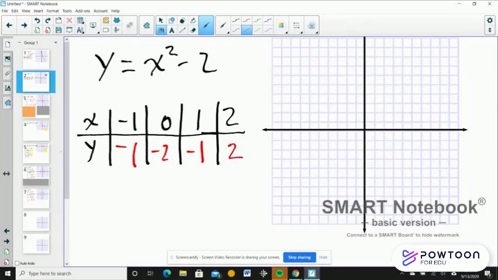Plot those points on our graph. -1, -1, 0, -2, 1, -1, and 2, 2. You can see our parabola forming here.